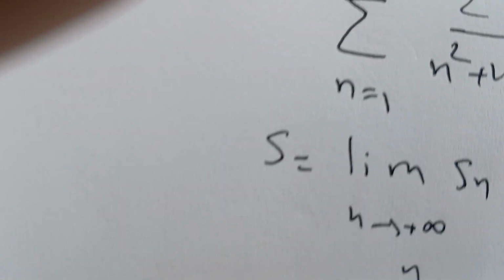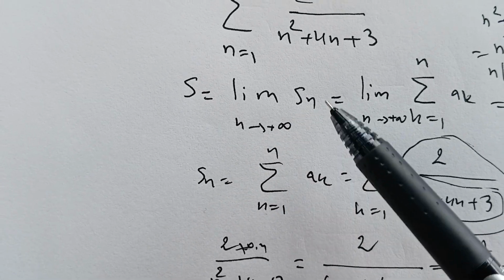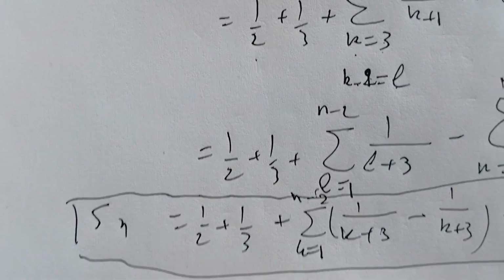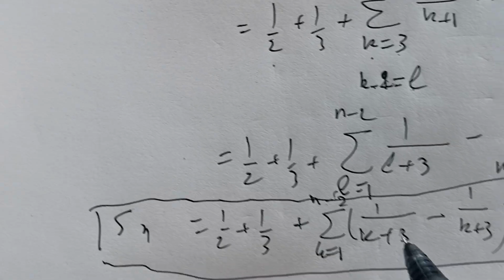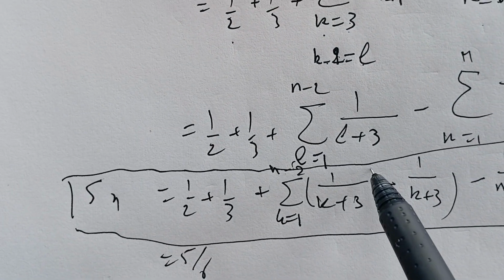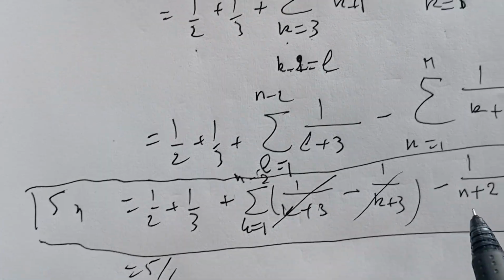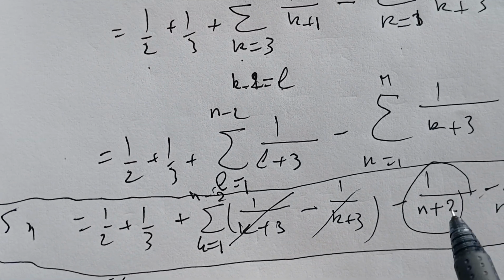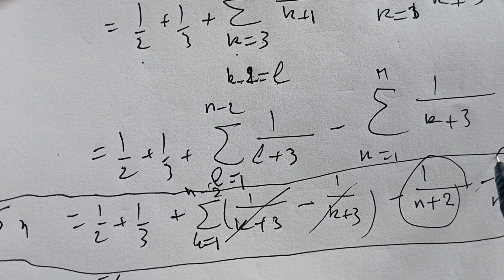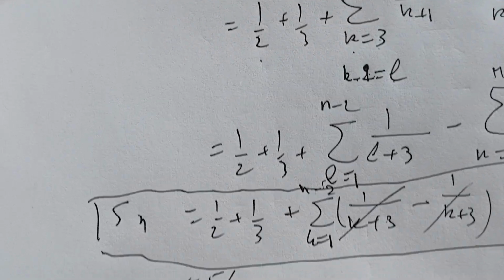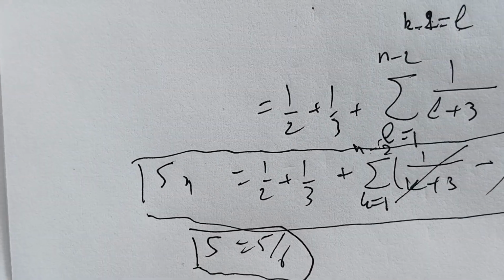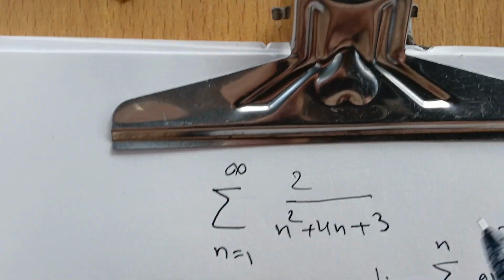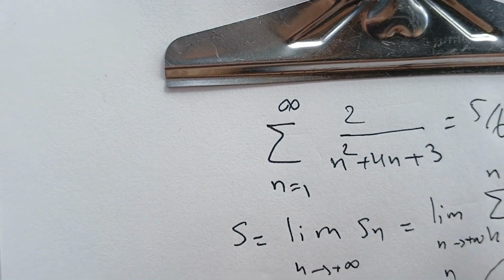Now we take the limit. According to the definition, we need to take the limit of this series to see the value of this one. We have 1/2 plus 1/3, which is 5 over 6. This one is going to cancel because these two are the same. And this one goes to 0 as n goes to infinity, and this one goes to 0 as n goes to infinity, and all we are left with is 5 over 6. That means our sum is 5 over 6.